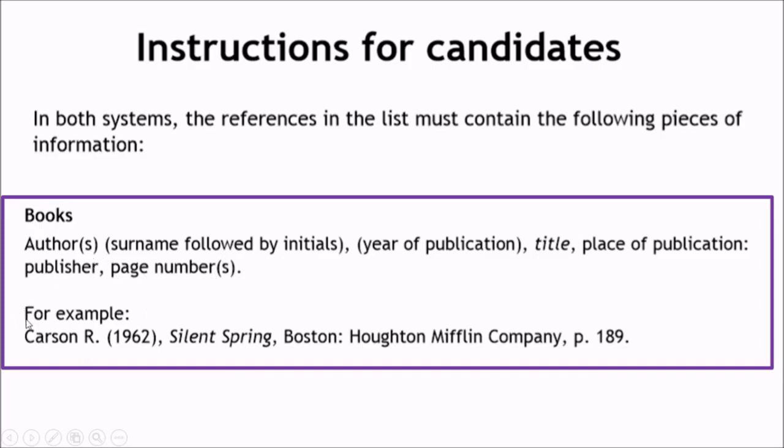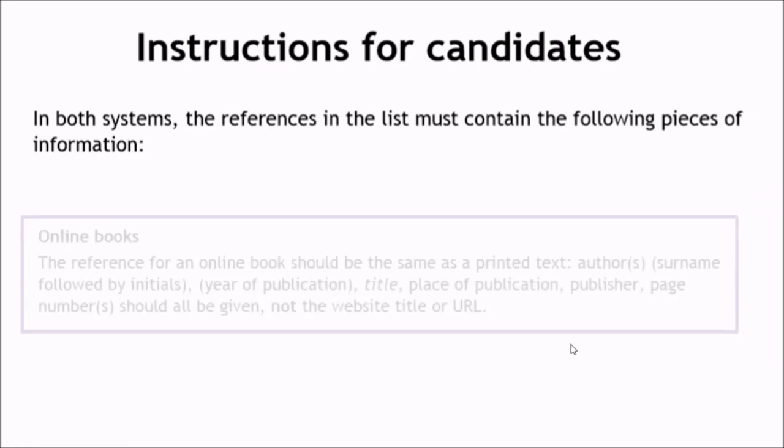And here's an example. Carson, his first initial R, in 1962. The title of the book was Silent Spring. It was published in Boston by this company, and the information that you used was on page 189. So that's the minimum amount of information you need.